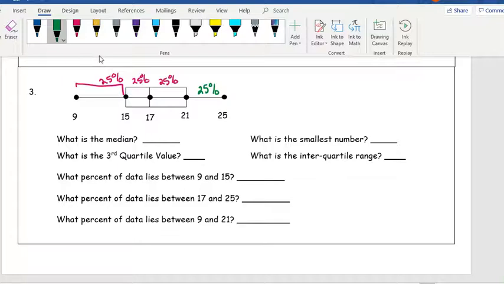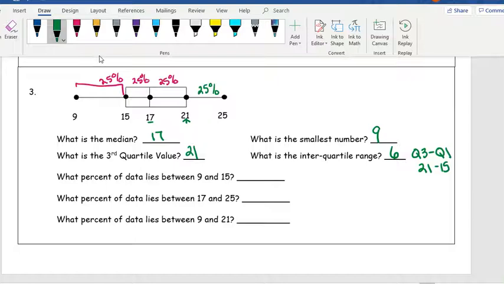All right, what's the median? Median's the middle number, 17. Third quartile value, well, there's the third quarter of the game because that's the beginning, end of the first, end of the half, third quarter, end of the game. So 21, smallest number 9, interquartile range. Guys, this is Q3 minus Q1. Q3 is 21 minus 15. That's a total of 6.